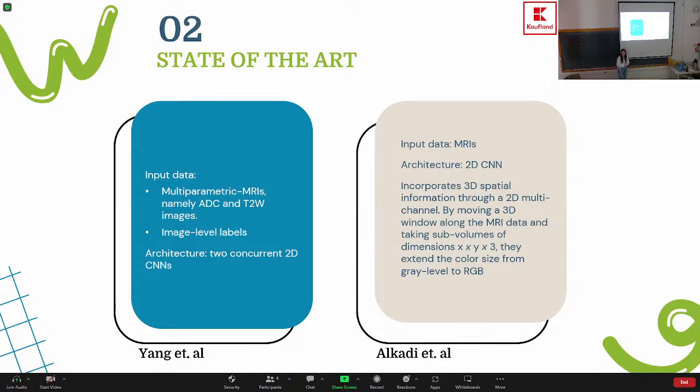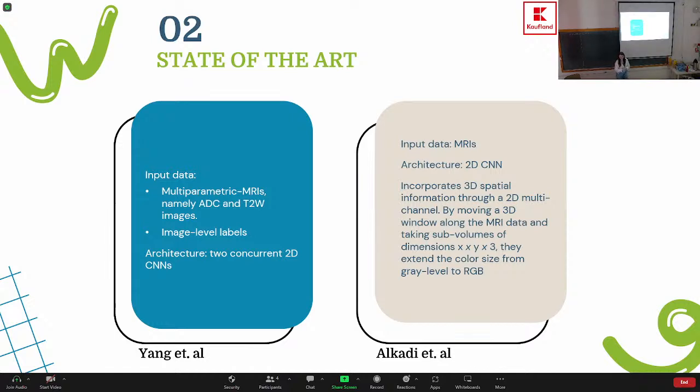For specifically prostate cancer segmentation, 2 architectures were more interesting. You see, the one suggested by Yang et al., which uses multiparametric MRIs as input data, namely ADC and 2DW images. And the interesting thing is that they use image level labels that only say if there is prostate cancer or not in that image. The architecture represents 2 concurrent DCNNs, one which uses the ADC image, and one uses the 2DW image.